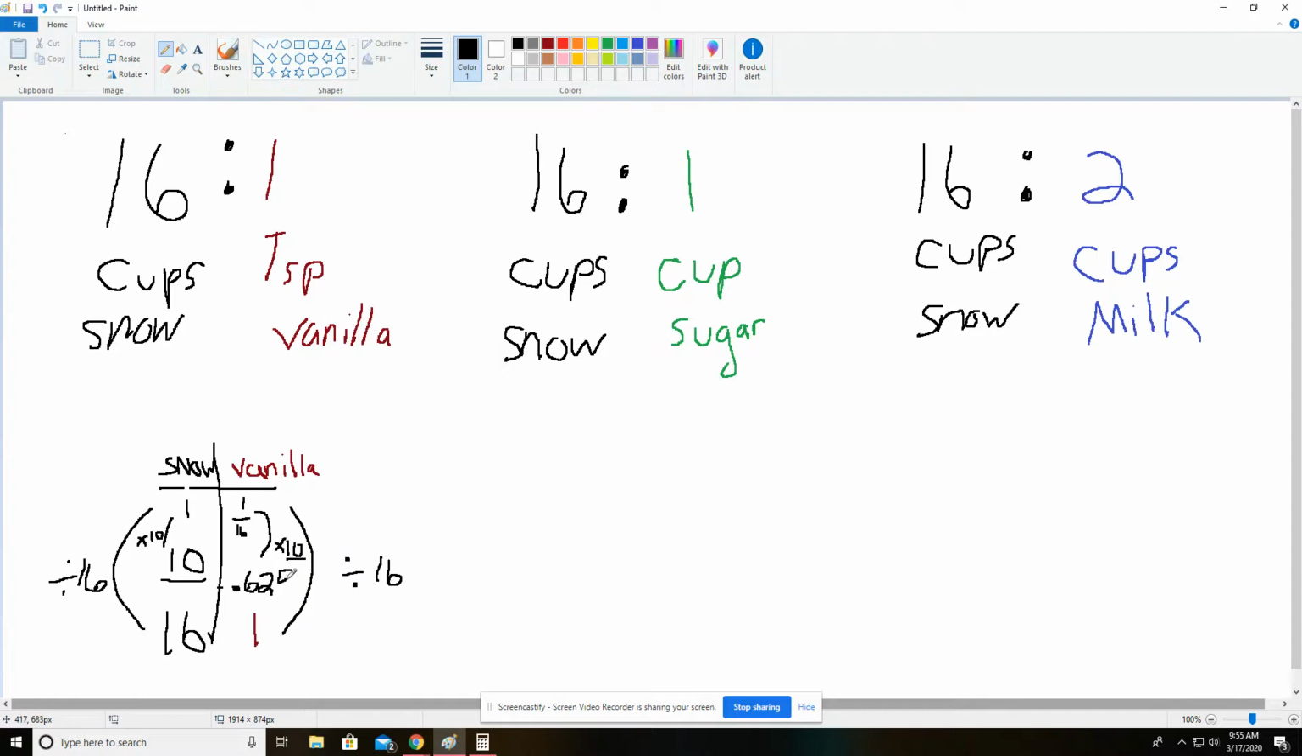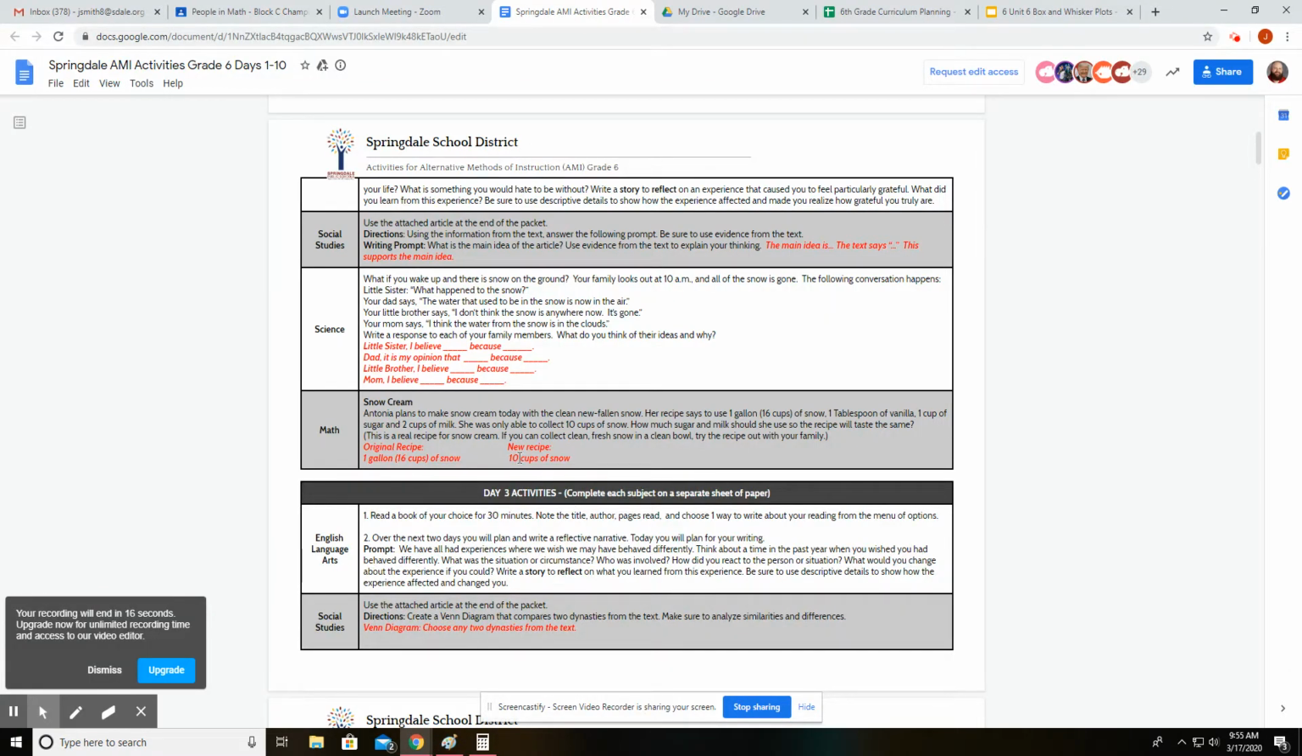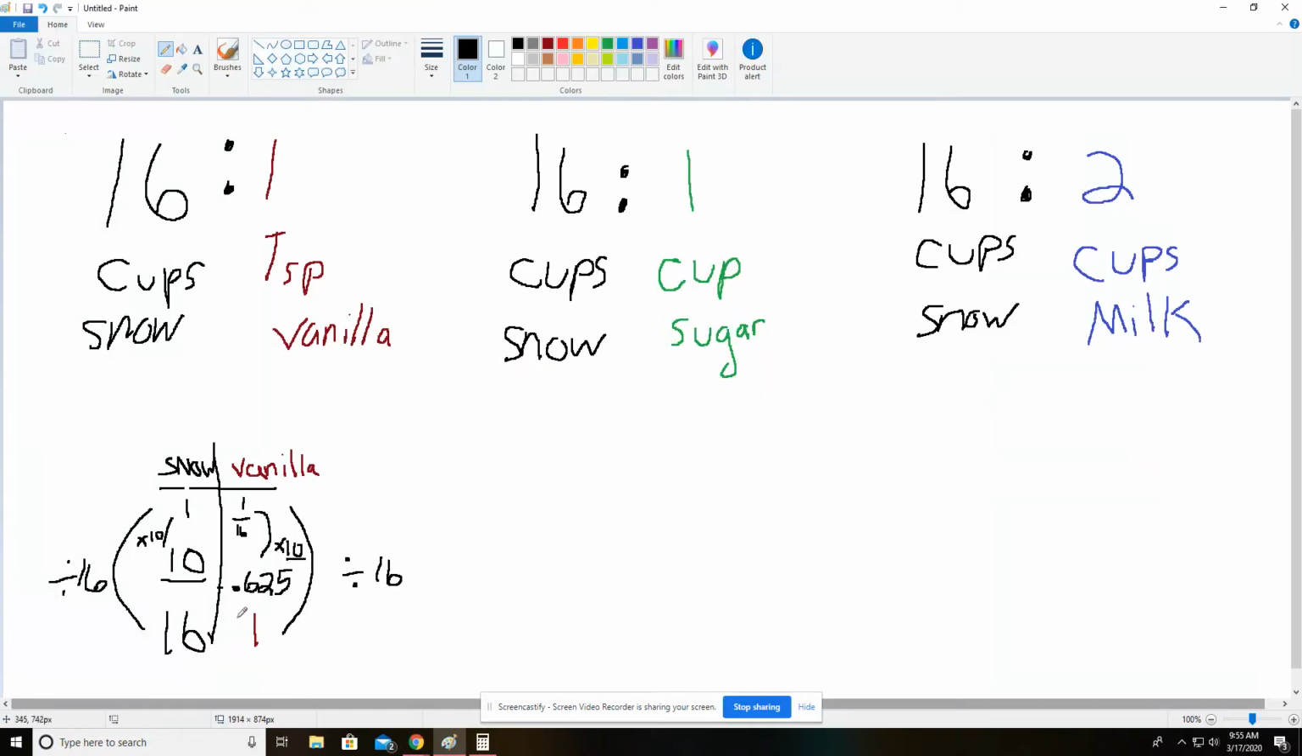This would be how much I would need in order to keep my ratio the same if I have 10 cups of snow, like I have in my problem. So since I have 10, I'm going to need this decimal right here. Now, if you have a calculator that can turn it into a fraction, be my guest. You're welcome to use fractions or decimals, whichever you're more comfortable with.